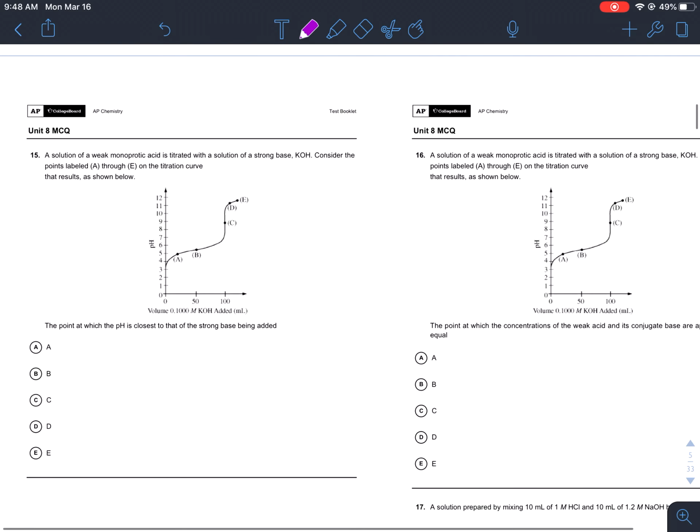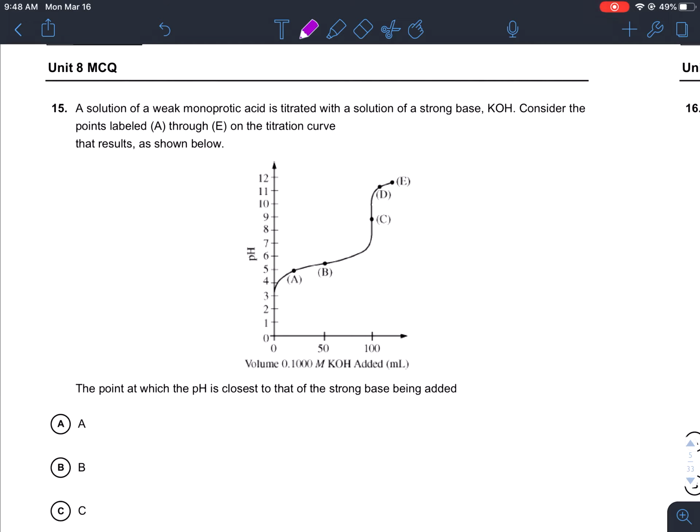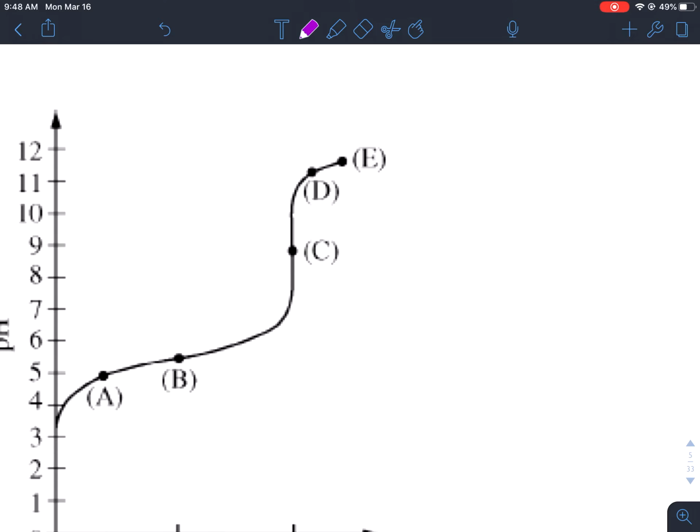15. A solution of a weak monoprotic acid is titrated with a solution of a strong base, KOH. Consider the points A through E on the titration curve. The point where the pH is close to that of the strong base being added. Well, that just makes sense that the strong base is probably up here, right? This is what the strong base is.